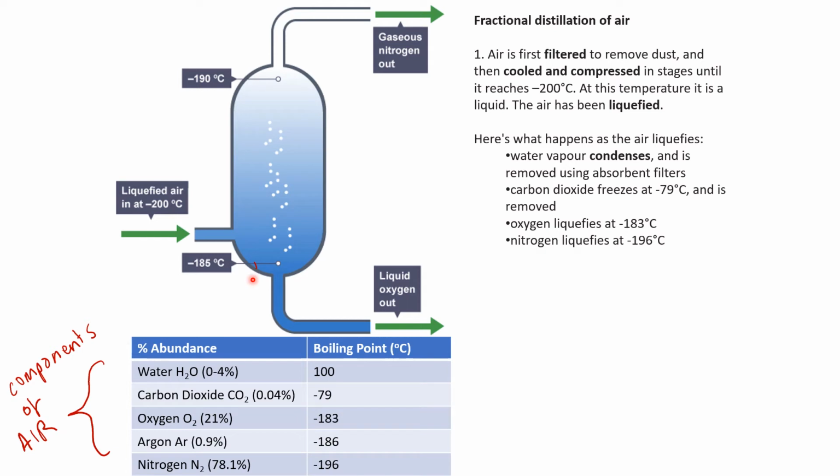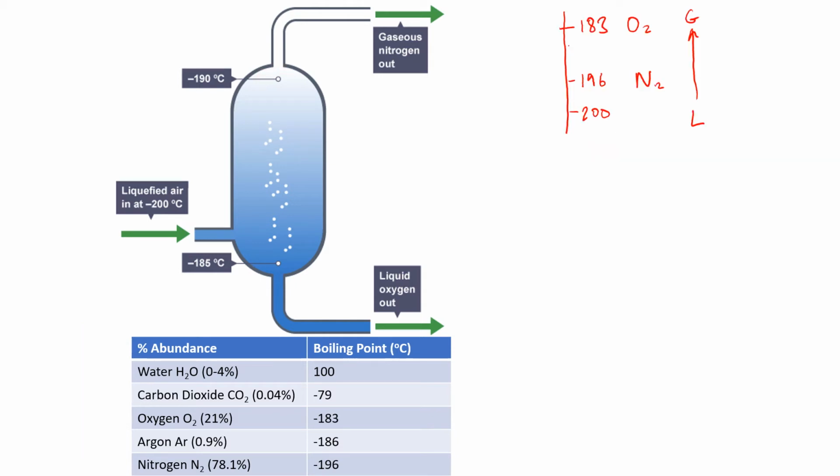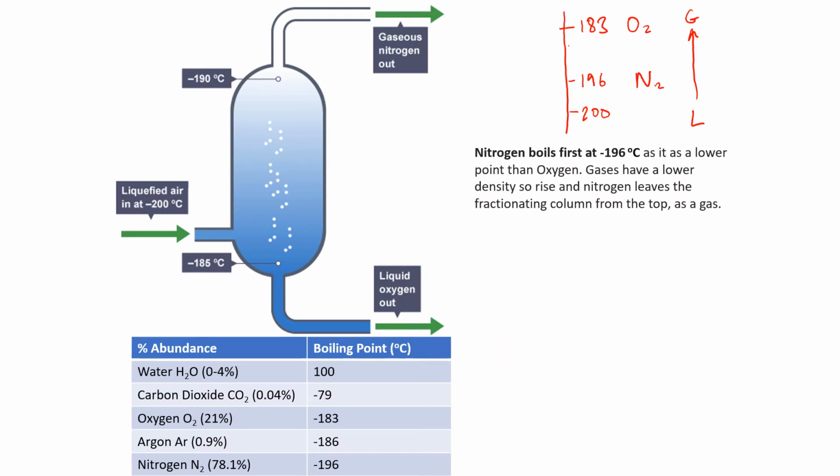Okay. Our second separation step is fractional distillation. Here the liquefied mixture of oxygen and nitrogen enter the fractionating column, which is hotter at the bottom and cooler at the top. Now, the nitrogen vaporizes first because it has the lower boiling point. So it has a lower boiling point, so it vaporizes first.